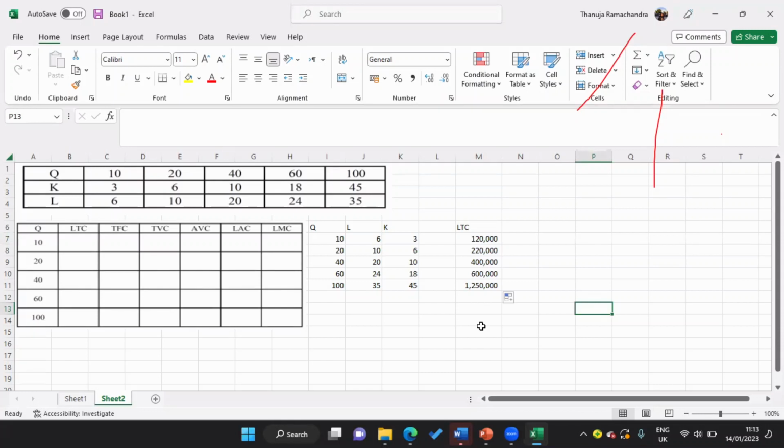Next is TFC, total fixed cost, total variable cost, long run average cost, long run marginal cost.